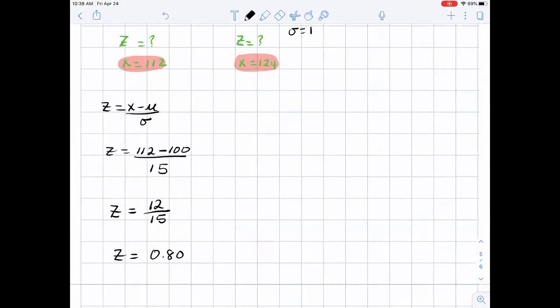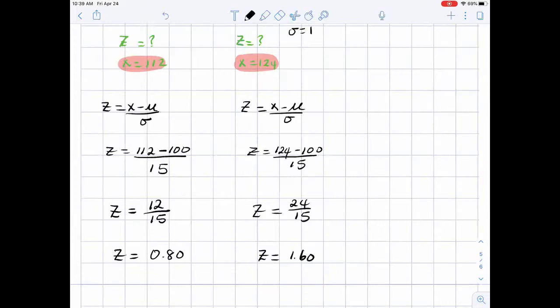In the next case now, I want to know what is the z value when x is 124. So same formula. So z is equal to 124 minus 100 over 15. So this becomes 24 over 15. And 24 divided by 15, z is now equal to 1.60.